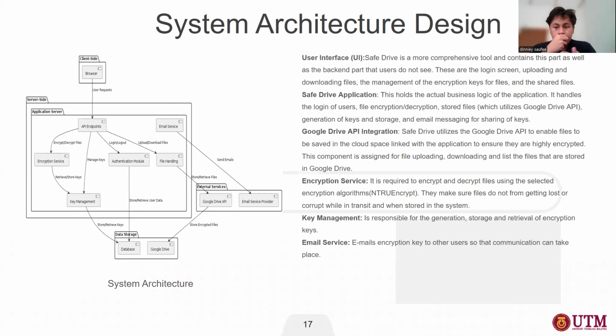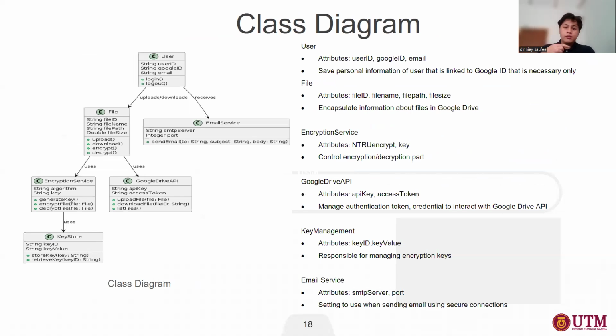The Google Drive API helps link with the Google Drive integration, so we can use the Google Drive API component itself for SafeDrive. The integration service is where we use the algorithm to encrypt and decrypt the file, using NTRU encrypt in this case. The key management is where we generate, store, and retrieve the key of the user, and the email service is where we send the email to other people that want the key. And the class diagram has the user attribute, the file service attribute, NTRU encrypt, Google API, key management, and email service.